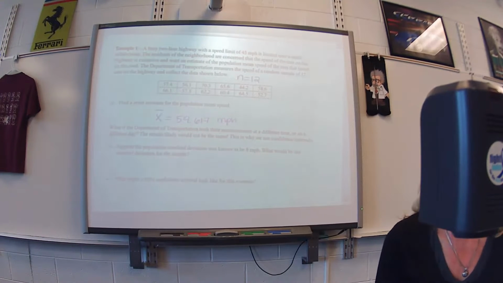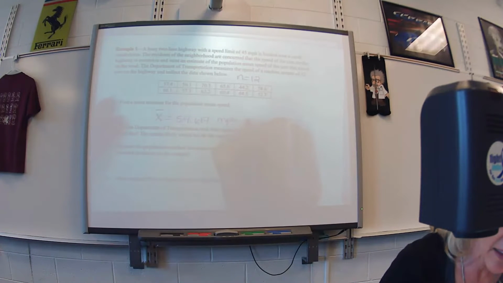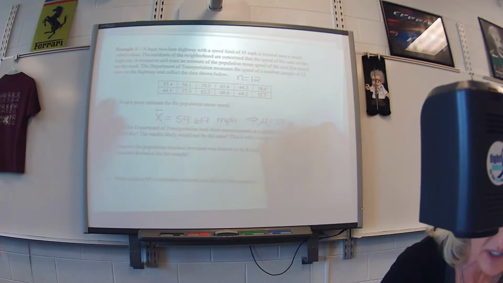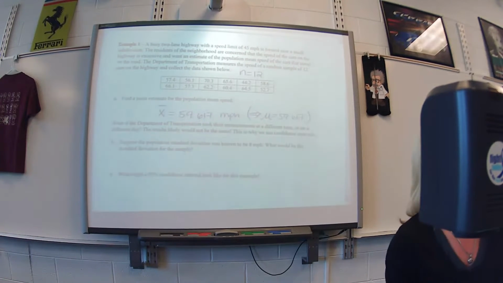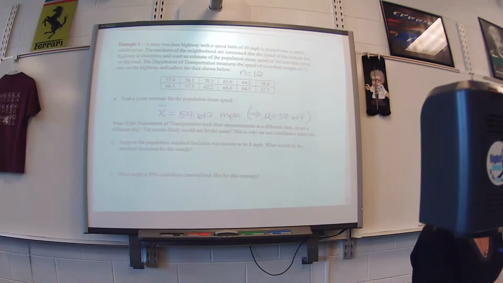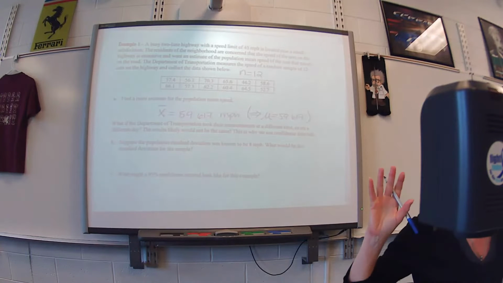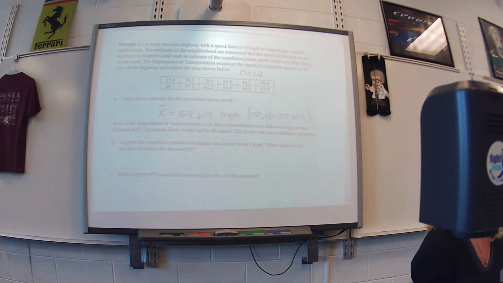And of course, what they're doing is they are using that. They're going to say, I think that means that mu is 59.617. That's the whole purpose. But can you easily understand that on any other day or any time of day, there could be a different 12 cars came through and the speeds could be different? So every time someone takes a sample, the X bar could come in different. That's why we do confidence intervals.